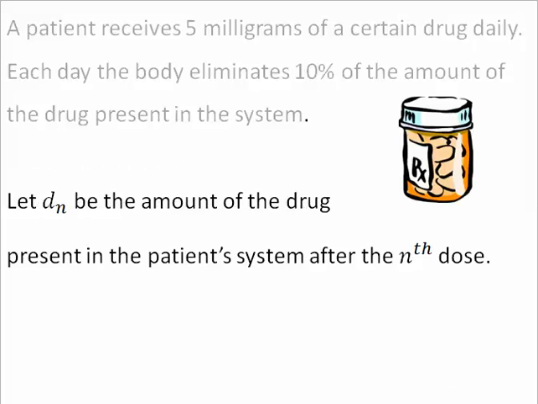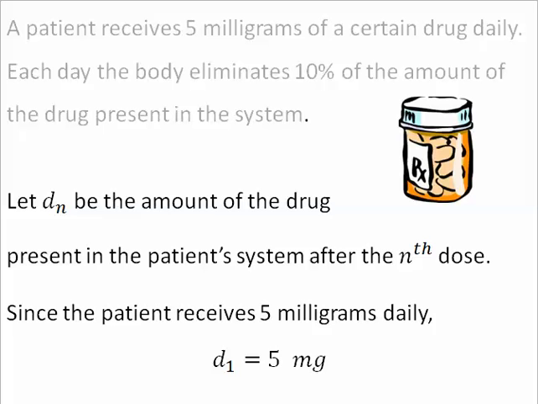Let D sub n be the amount of the drug present in the patient's system after the nth dose. So D sub n is the total amount of the drug present in the patient's system immediately after the nth dose is given. So after the first dose is given, the patient will have 5 milligrams in their system.